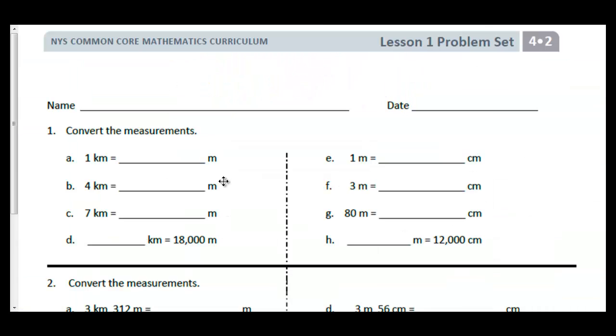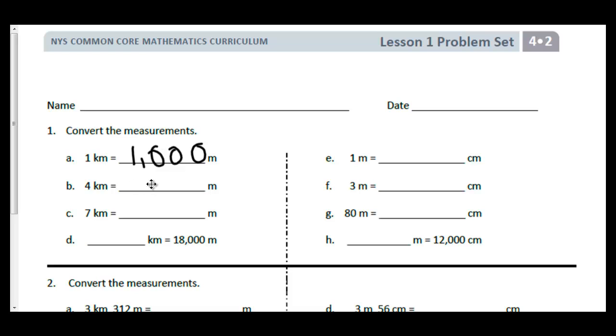Okay, so today's lesson, we're going to go straight to our problem set. It really isn't about measuring so much as it is about converting measurements. So it's really important that you understand how many meters are in a kilometer. Where it says 1 kilometer equals blank meters, you may already know this, but 1 kilometer is equal to 1,000 meters.